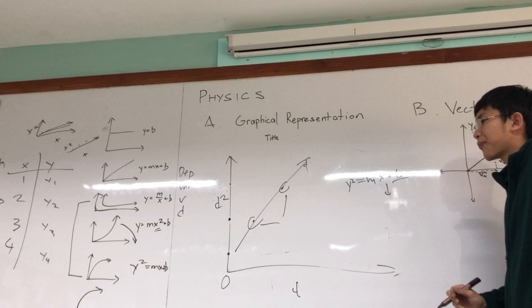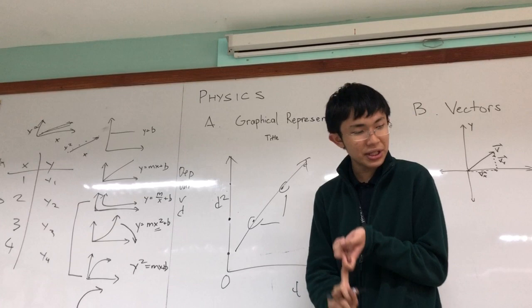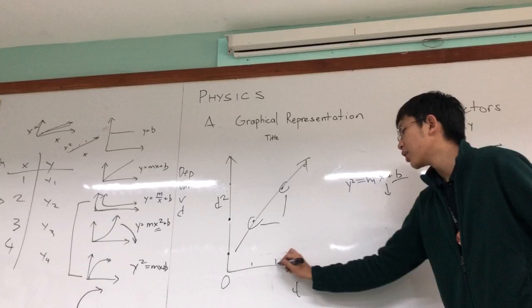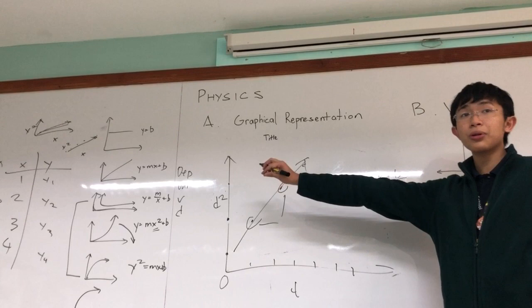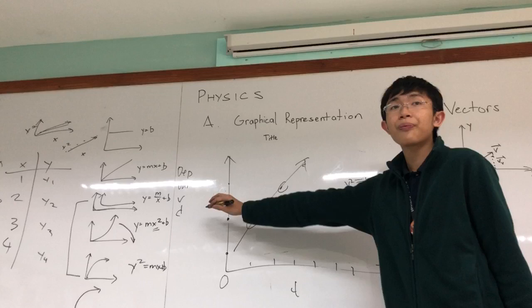So really, the only hard part for this is you have to make sure that your graph is good. Make sure that it's scaled properly. Make sure that the data points are plotted correctly. Make sure you know which is your independent and which is your dependent variable, like in a distance time graph, which should be here and which should be there.